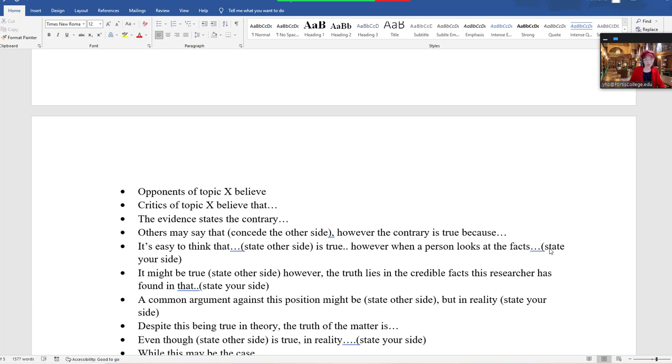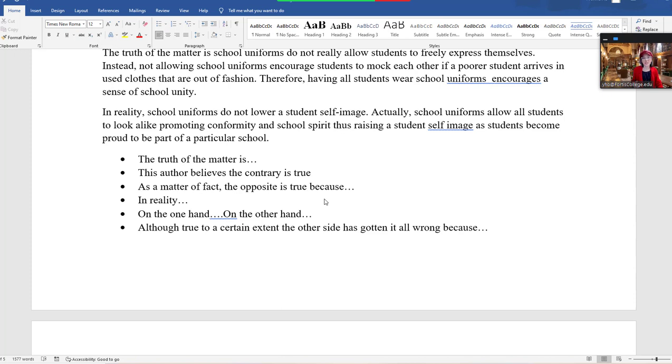So you state your side. It might be true that school uniforms promote uniformity. However, the truth lies in the credible facts this researcher has found, in that school uniforms are good for students because... So basically you use all of these different sentence starters in order to pivot your way from what the other side thinks into what you think.